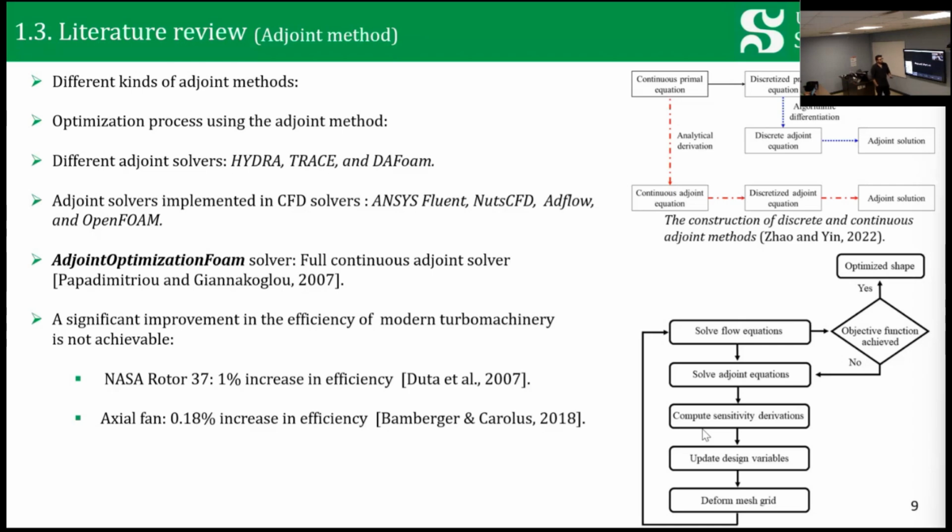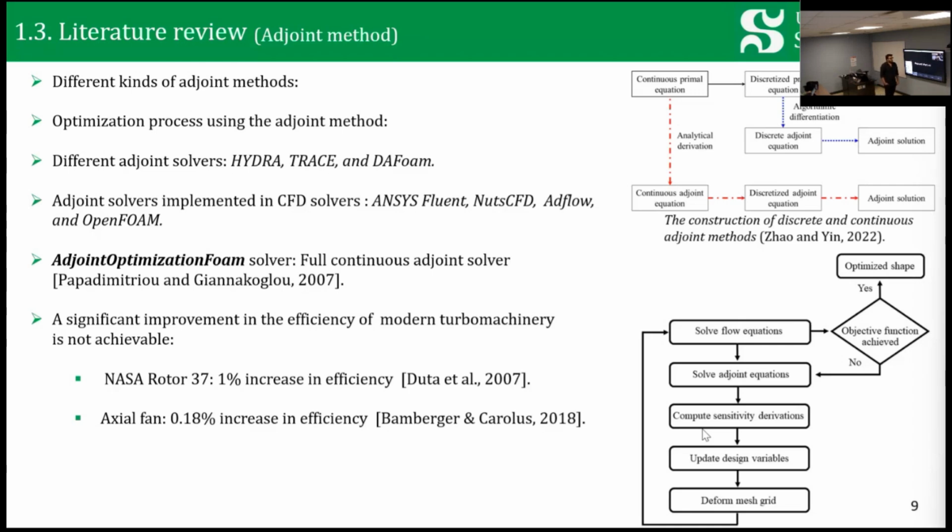When we use the adjoint method for shape optimization, it starts by solving the flow equation and then calculating the initial value of the objective function. Then the adjoint equation is solved. After solving the adjoint equation, it is easy to compute the sensitivity, or gradient, of the objective function with respect to the design variable. Based on this information, the design variable can be updated, and then the mesh is deformed, and for the new configuration, the flow equation is solved again.